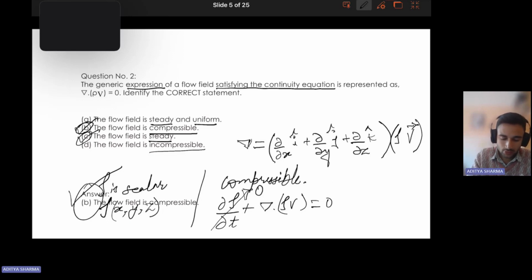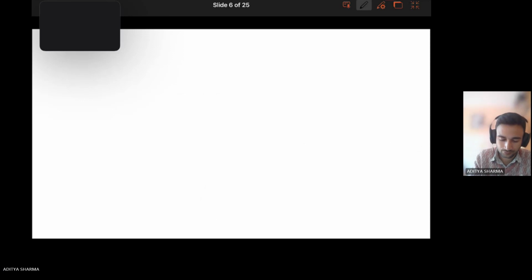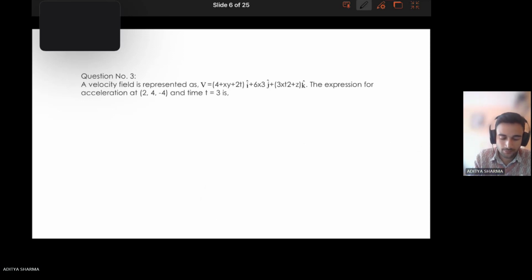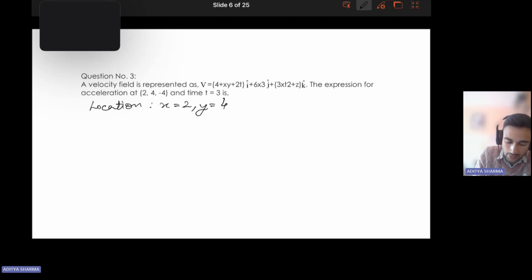So this is how we dealt with question number 2. Then we have this question. The velocity field is represented as V equals to this. For the expression for the acceleration, we have been given one location, where x equals 2, y equals 4, and z equals minus 4. And then t is also given.